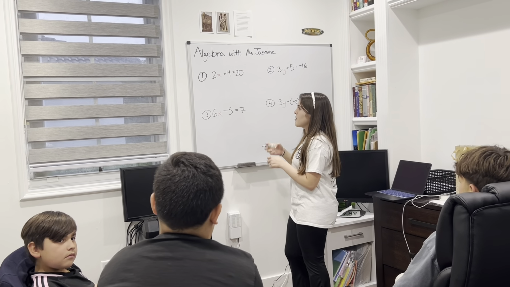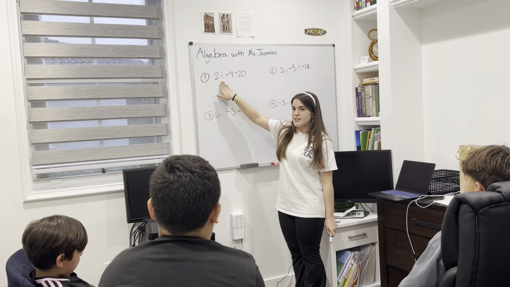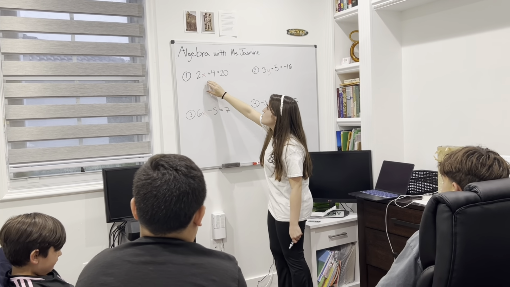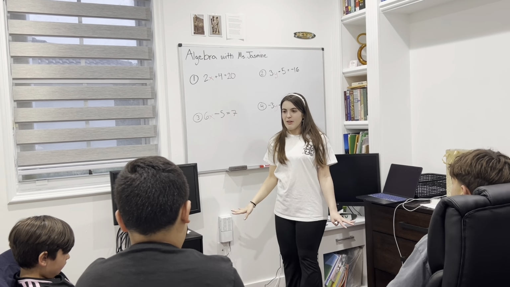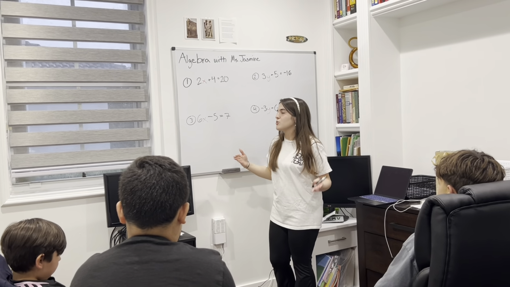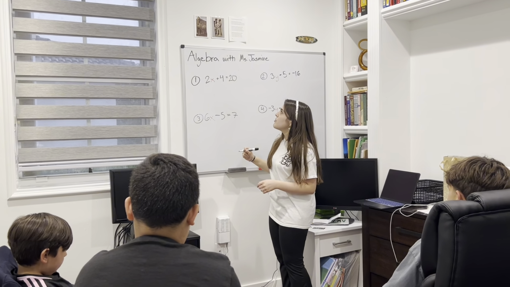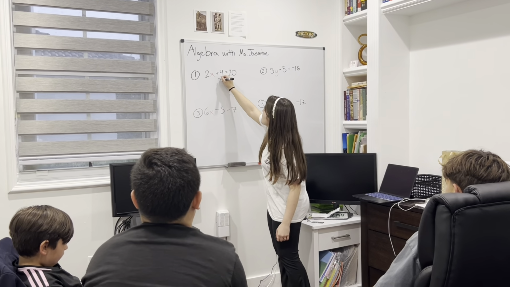Okay, so let's start with number 1. We are trying to find out what x is. So to do that, we need to isolate this term. We need to get this term by itself. So we're going to get rid of anything extra, so that is this plus 4. So how do we get rid of a plus 4? We're going to subtract.